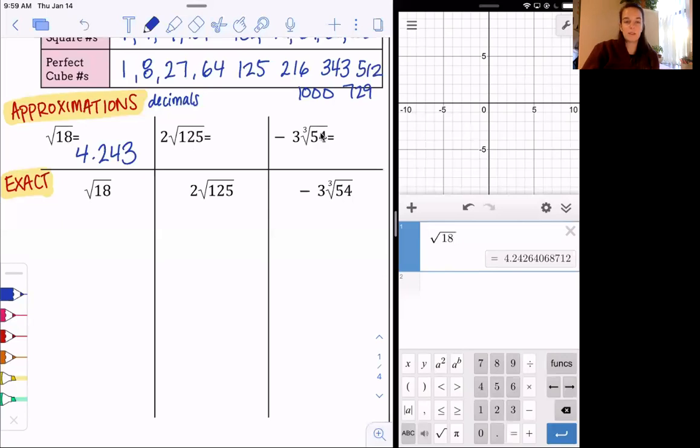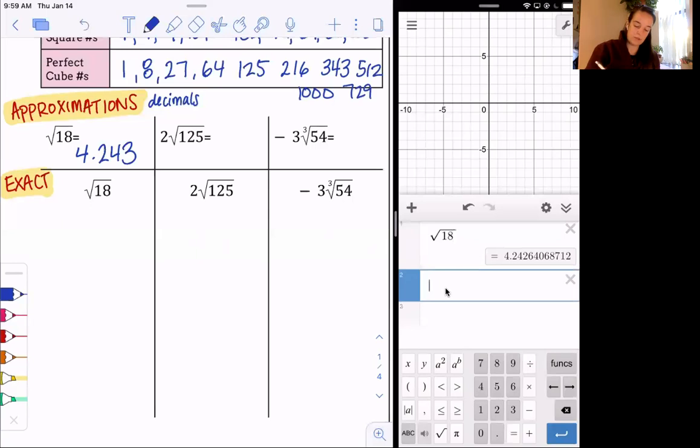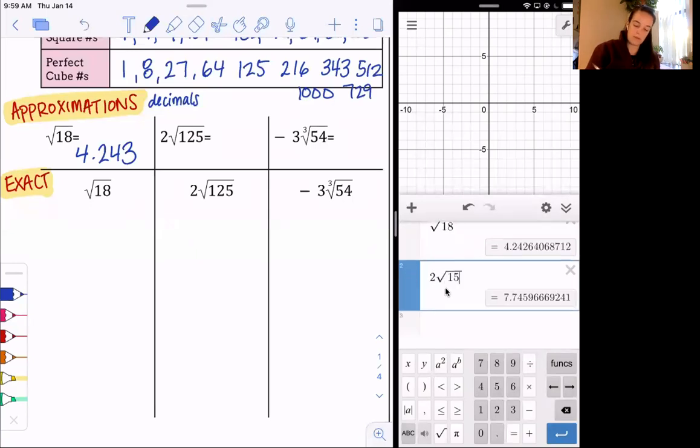I can do the same thing for each of these. So for this one, I would have 2 square root 125, like so. And I get 22.361. I'm rounding up since I have that 6 and 0 here.